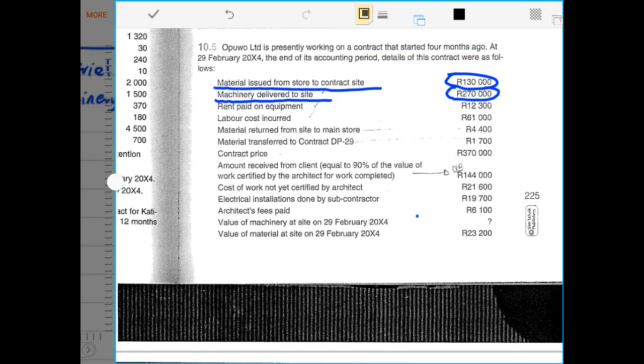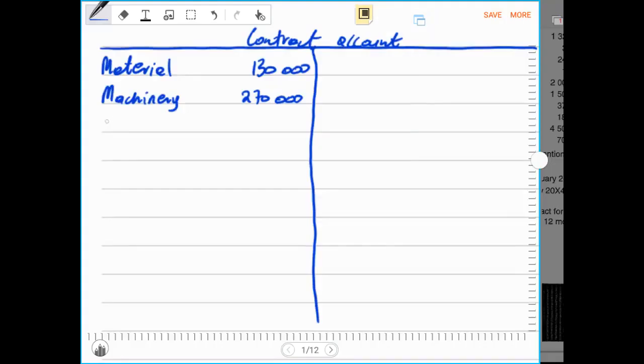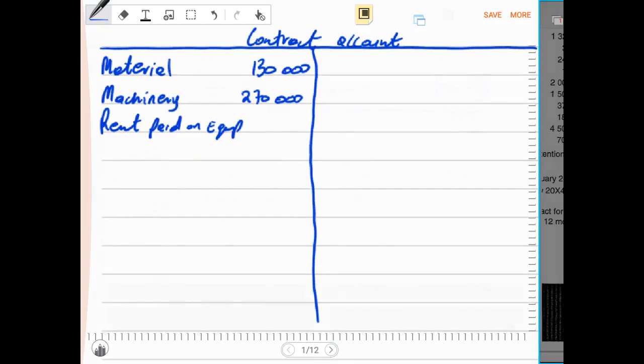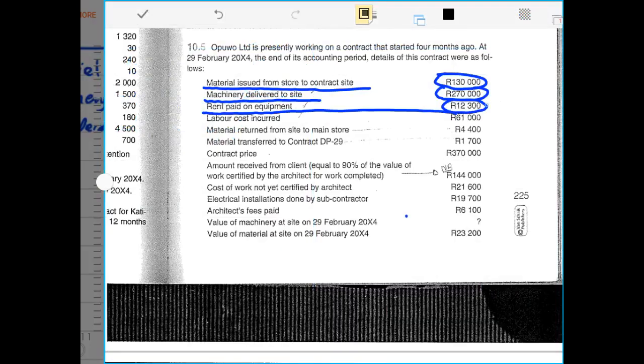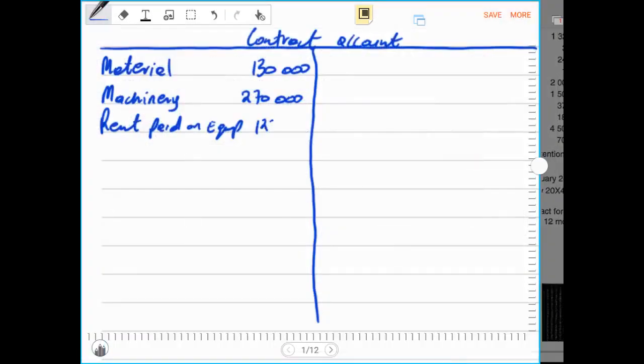Then after, we are told that rent was paid on equipment, meaning that there was equipment that we rented, and the rent paid on equipment will be on the debit side, and we have to say rent paid on equipment. The amount of the rent is given as 12,300 rands, and we record that as 12,300 on the debit side because it is an expense that has something to do with this contract.